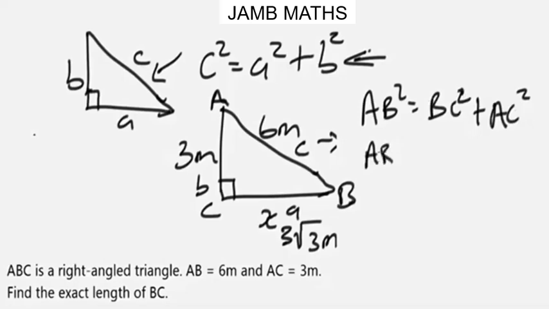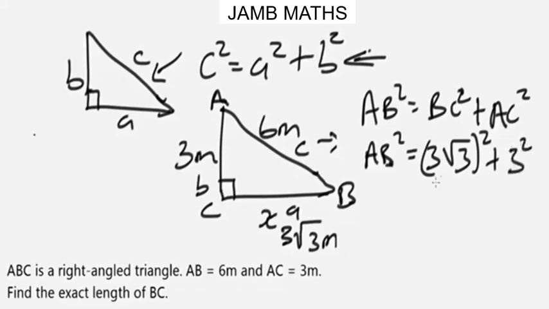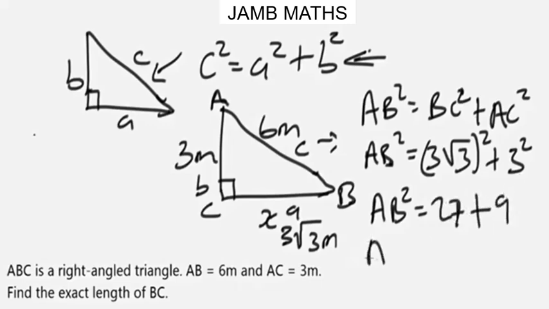So AB square would have been, our BC square is now 3 root 3 square plus our AC square, which is now 3 square. So when you punch 3 root 3 square on the calculator, we are going to have it to be 27. 27 plus 3 square, which is 9. So AB square will now be what? 27 plus 9 gives us 36.